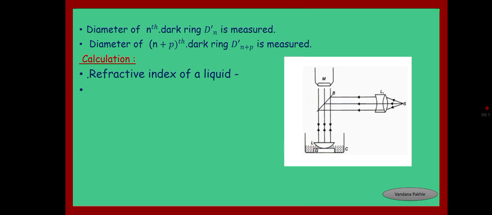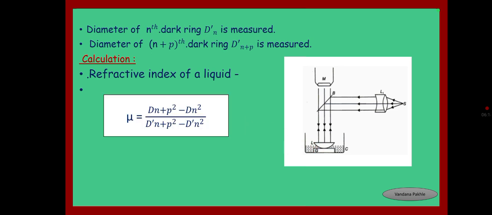So finally, the formula is: mu is equal to Dn plus p squared minus Dn squared upon D dash n plus p squared minus D dash n squared.